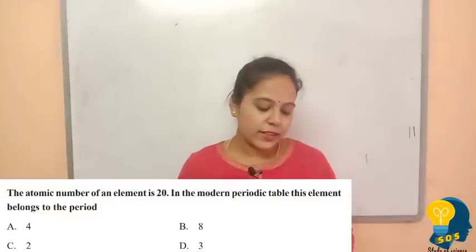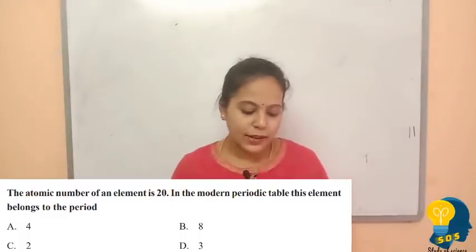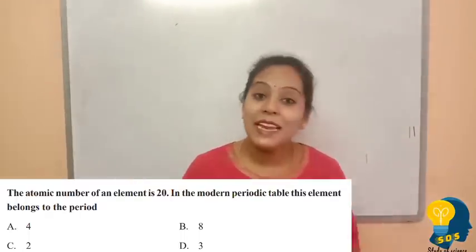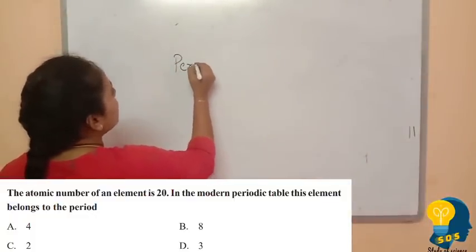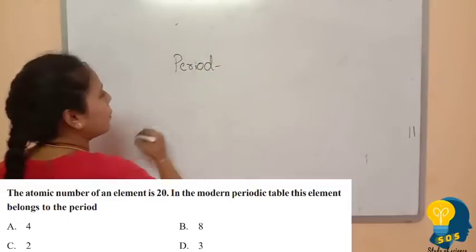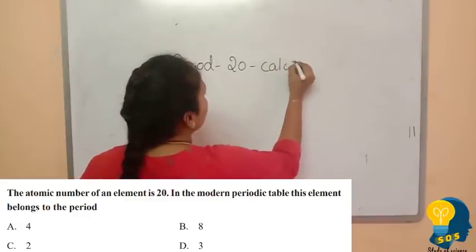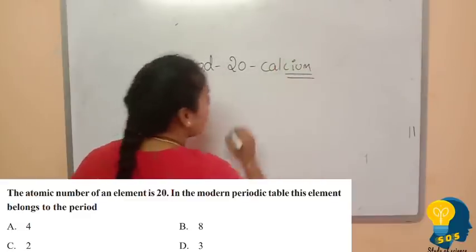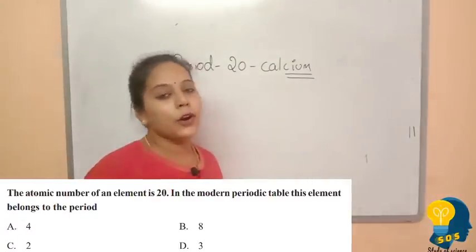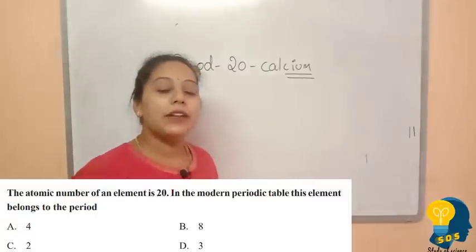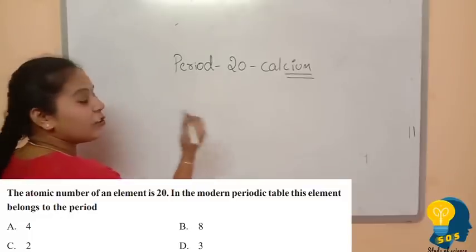Next question is that atomic number of an element is 20. In the modern periodic table, this element belongs to which period? So you have to find out the period of that particular element. The atomic number of that particular element is 20 and the name of that element is calcium. You should know calcium, because the first 20 elements' names, atomic numbers and electronic configurations, I have taught you in previous videos. So when I talk about calcium, to which period does it belong?